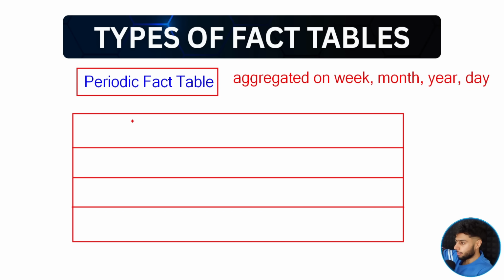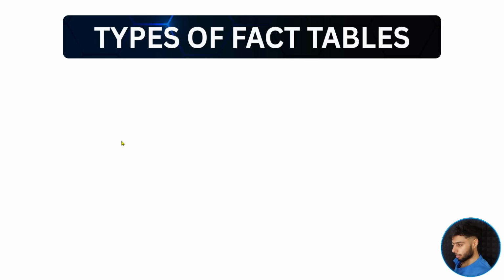these are the details for this week. These are the details for this week. These are the details for this week. So each row will represent a period instead of just all the granular values. So periodic fact table means aggregated fact table. Make sense? Okay, let's talk about the third type of fact table.